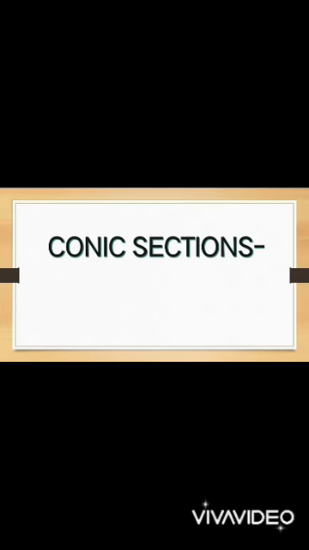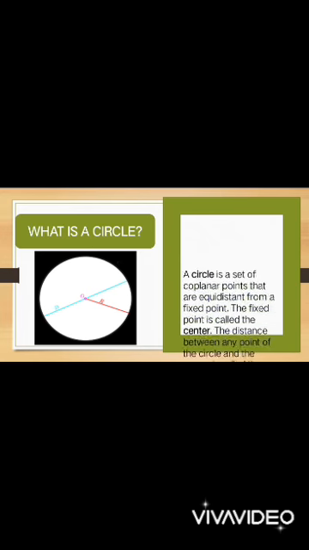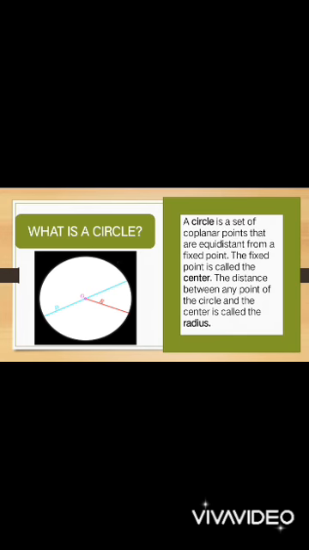Hello everyone. In this video, we will be discussing conic sections: the circle. What is a circle? A circle is a set of coplanar points that are equidistant from a fixed point. The fixed point is called the center. The distance between any point of the circle and the center is called the radius.